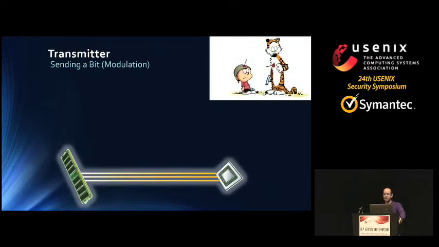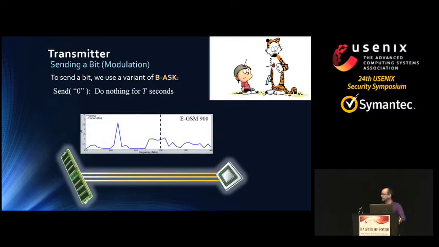Okay, let's talk about how we send the bits, or the modulation. We use a very simple modulation scheme: BASK, binary amplitude shift keying. To send a zero, we basically do nothing for 2 seconds. This is how it looks in the frequency range. This is the random noise that's coming out of the computer, and you can imagine it moving around a bit. And in order to send a one, we raise the amplitude for 2 seconds.